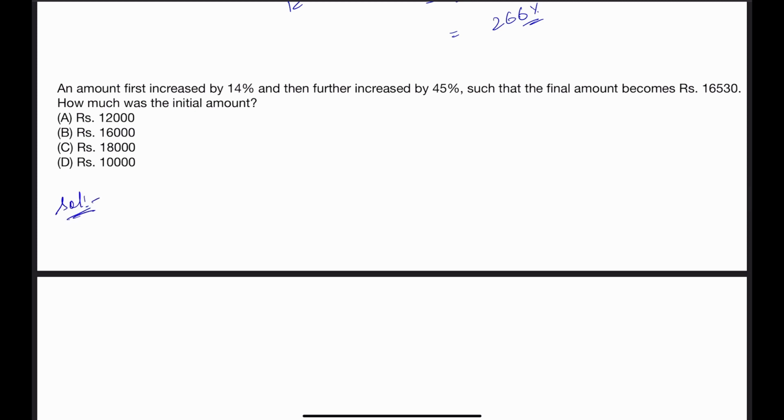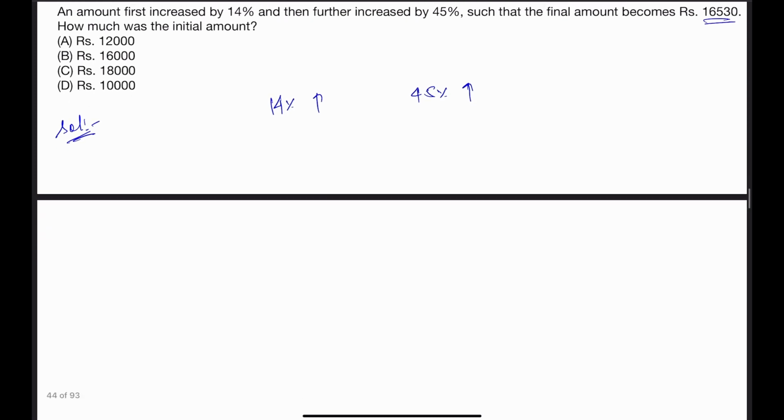An amount is first increased by 14%, then further increased by 45%, such that the final amount becomes this value. So how much was the initial amount?